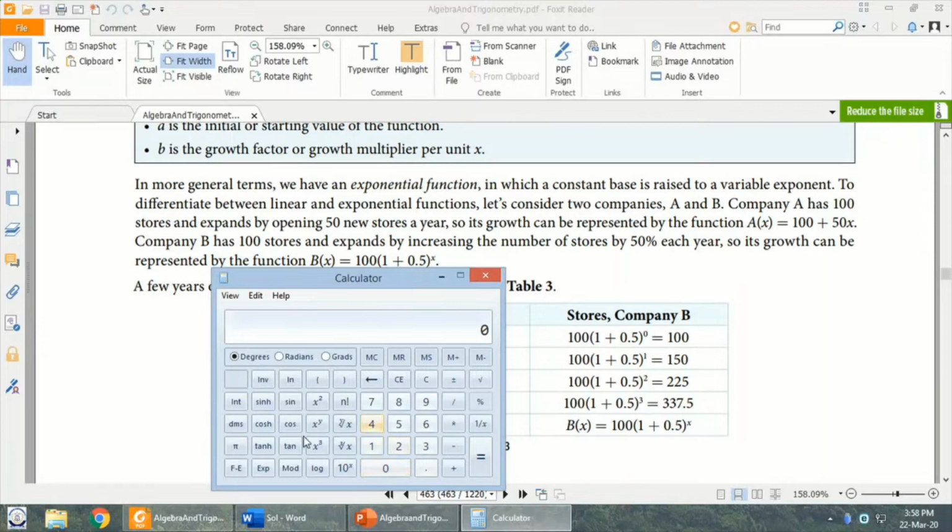Okay, yes, we have x raised to power y, right? So now what we can do is 1 plus 0.5. This is a 50% rise, 1.5. Again, now this is raised to the power of 2, and you get 2.25. So this is the factor which is going to be giving you. This is the base factor now, 1.5.